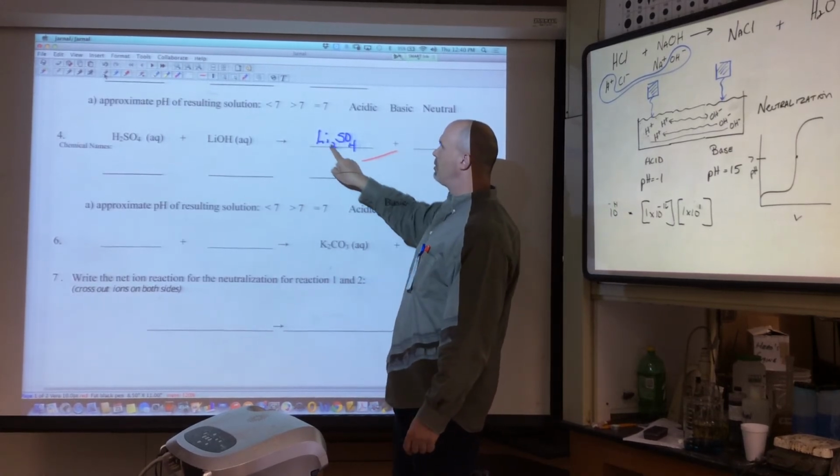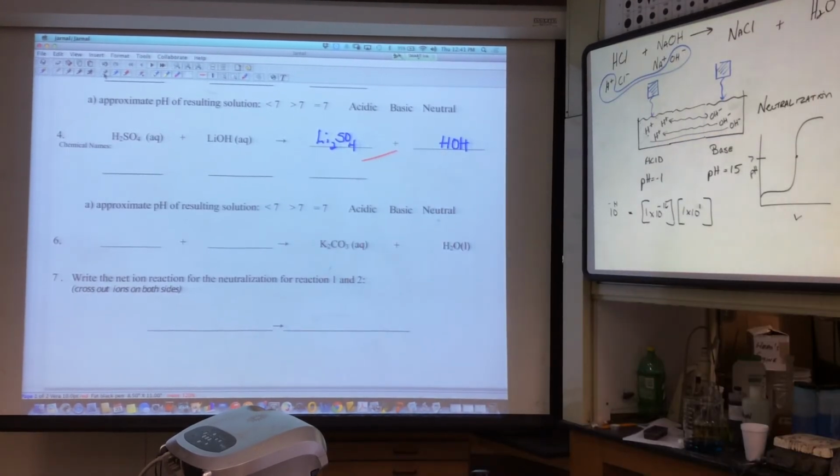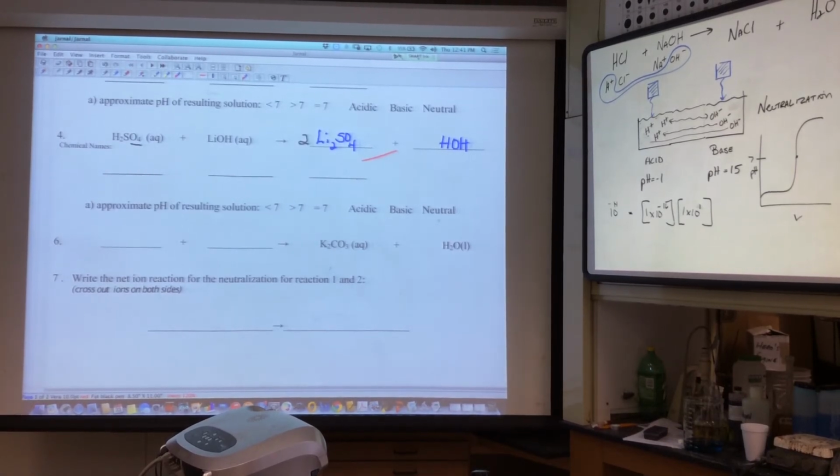Now, of course, I have 2 lithiums. I have 1 lithium, so what do I have to do to balance there? Put a 2 in front, yes. Okay. And I have 1 sulfate, 1 sulfate, 1 hydroxide, 1 hydroxide. So are we balanced? No, the 2 goes on the other side. Yeah, it definitely does. Where's the 2 go? 2 for what? The H's, so we have to put 2 here.